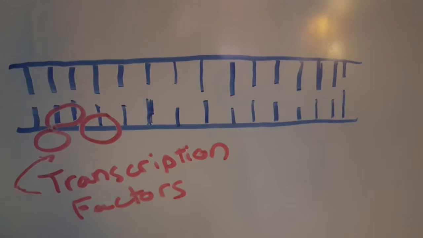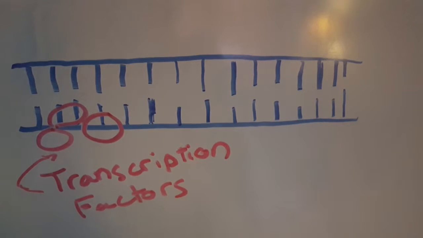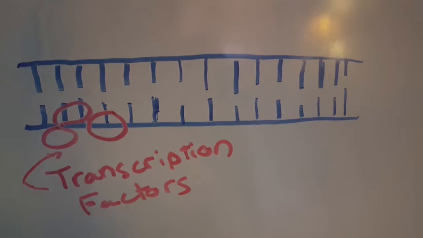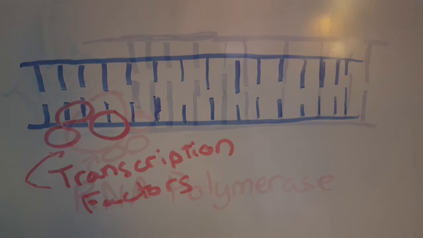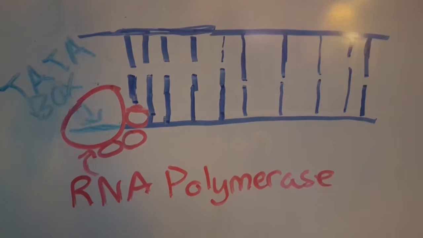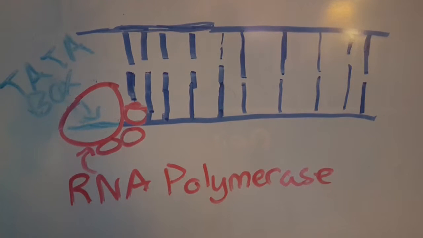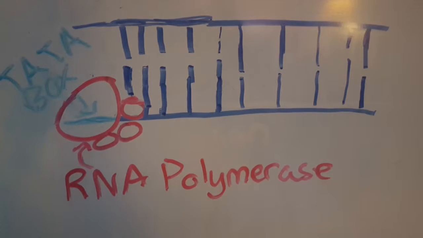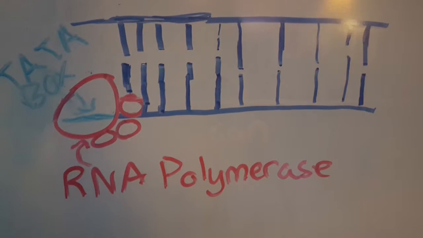The first thing that happens is transcription factors binding to the DNA so that RNA polymerase can bind. Transcription factors also help regulate transcription. Next, RNA polymerase, the enzyme that controls the transcription process, binds to the DNA at the TATA box, which is a promoter, meaning it is what tells the enzymes where to begin due to its sequence of bases.